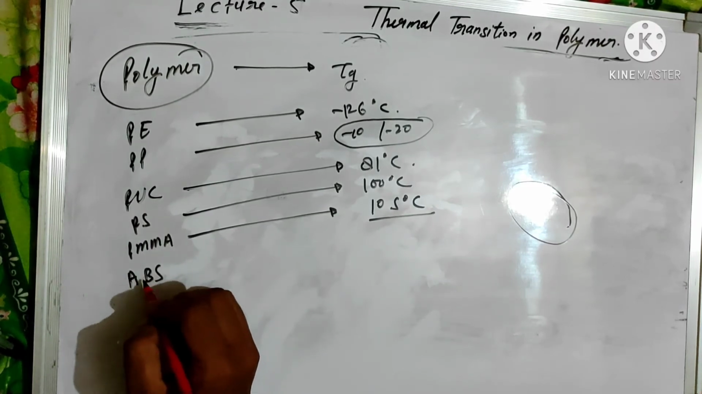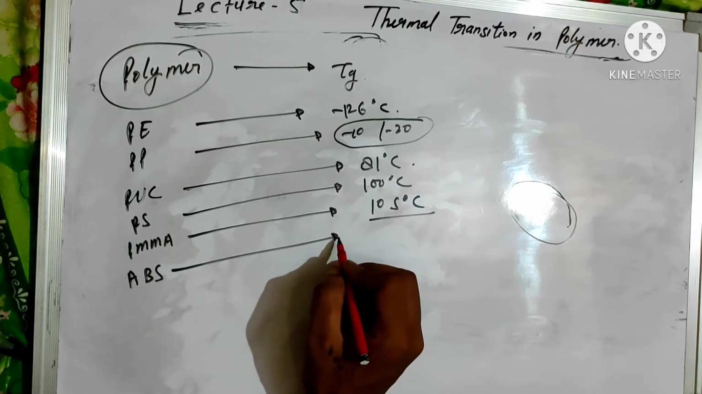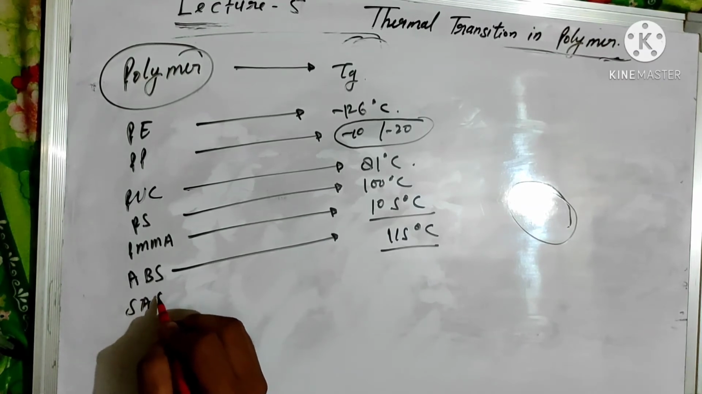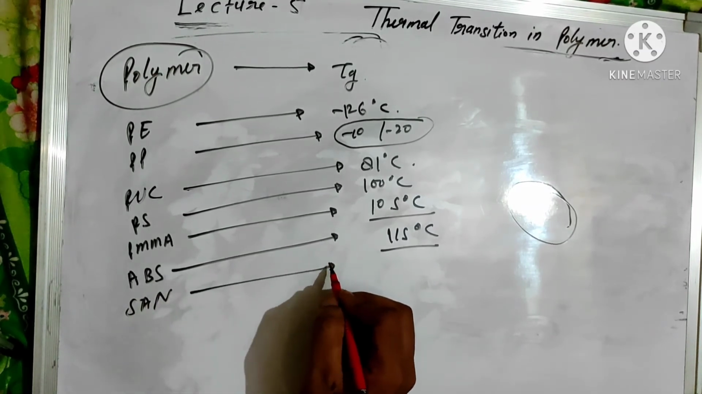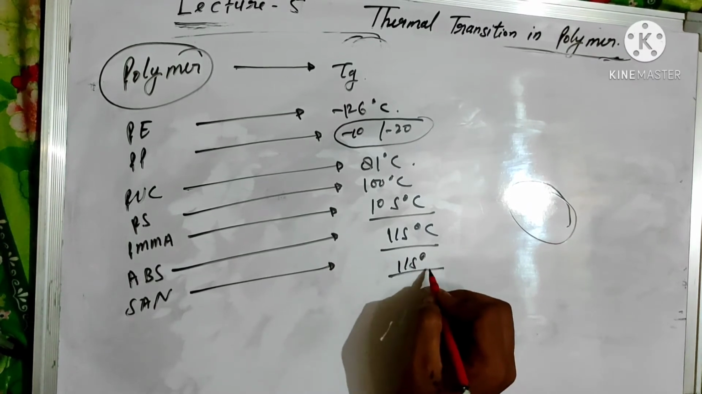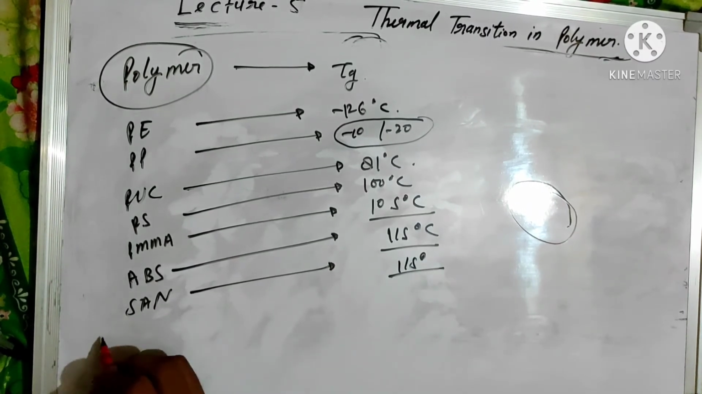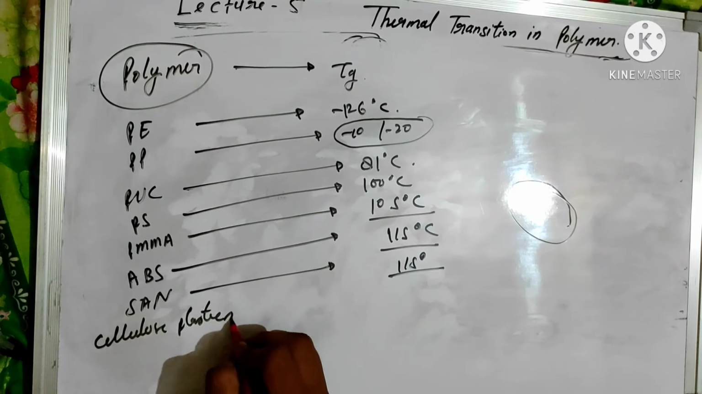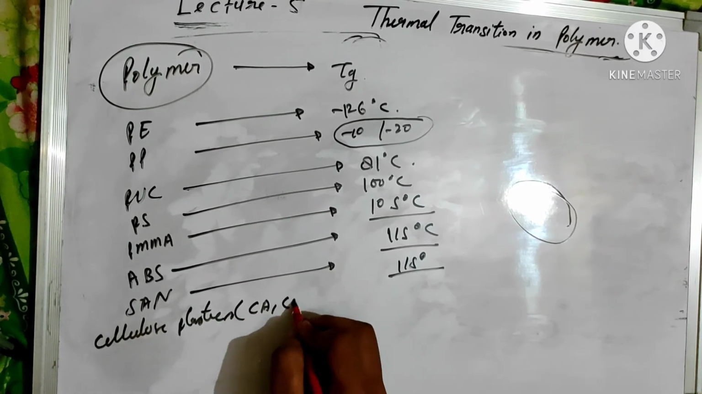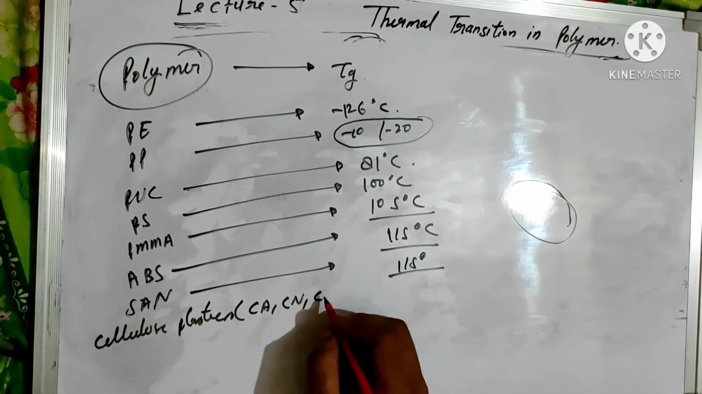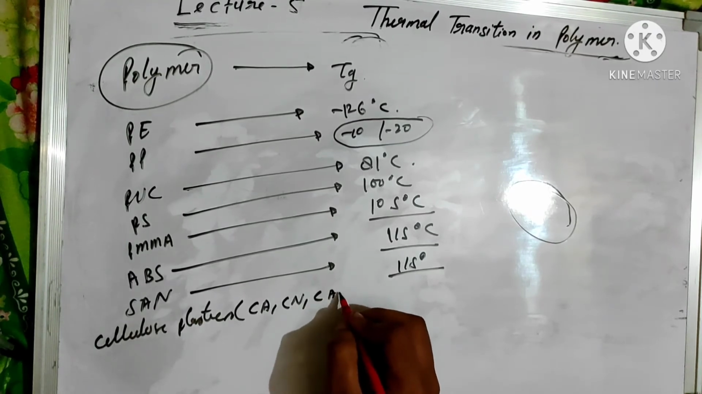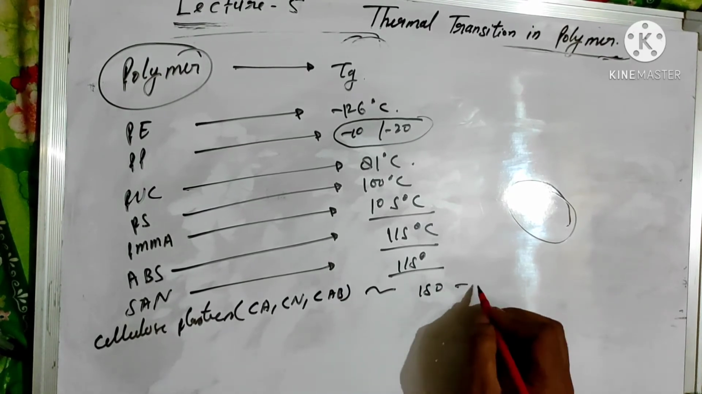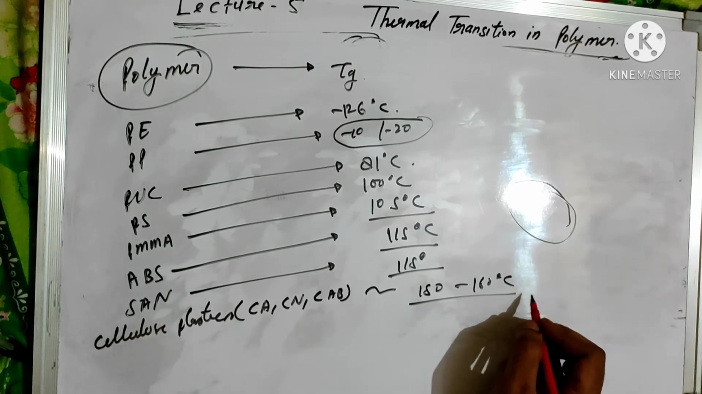ABS, acrylonitrile butadiene styrene, has a glass transition temperature of around 115 degrees centigrade. Styrene acrylonitrile has a glass transition temperature of around 115 degrees centigrade. Cellulose plastics like cellulose acetate, cellulose nitrate and cellulose acetate butyrate have glass transition temperatures lying between 150 to 160 degrees centigrade.